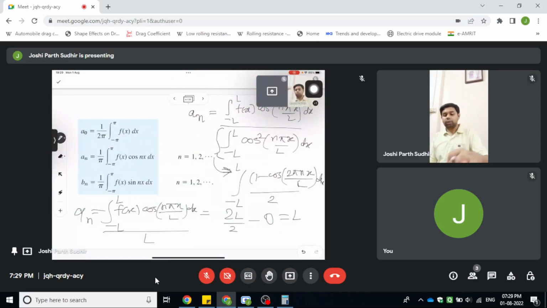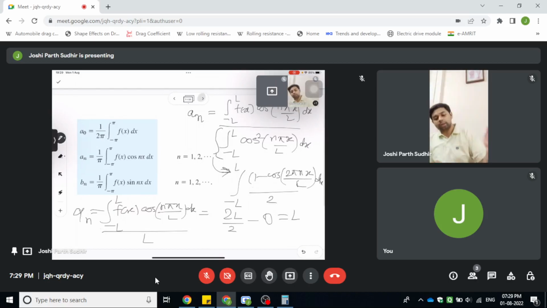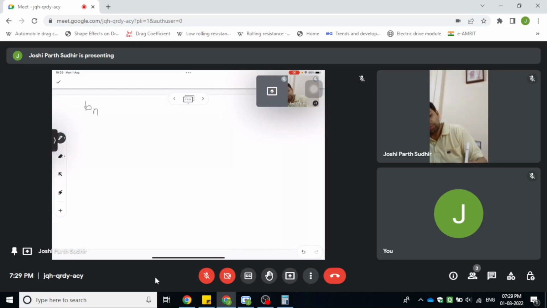So we get the expression for a n, which is the integral of the function f of x multiplied by cos n pi x by L, and similarly we get an expression for b n, which is the integral from minus L to L of f of x into sine n pi x by L dx, divided by L.